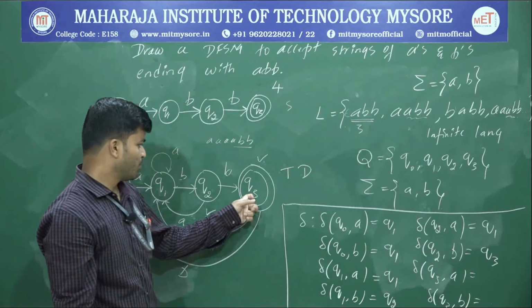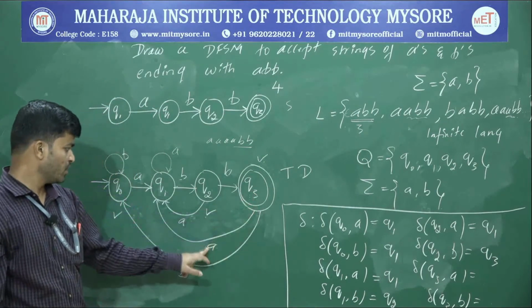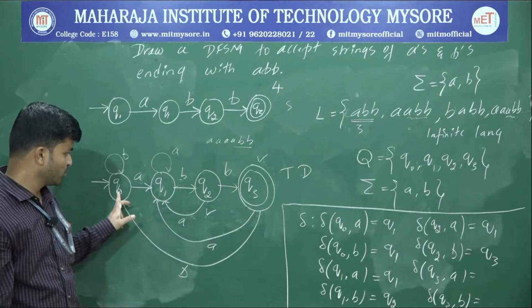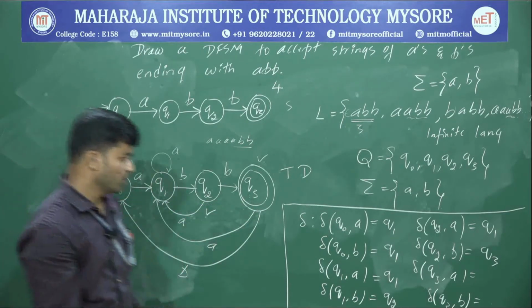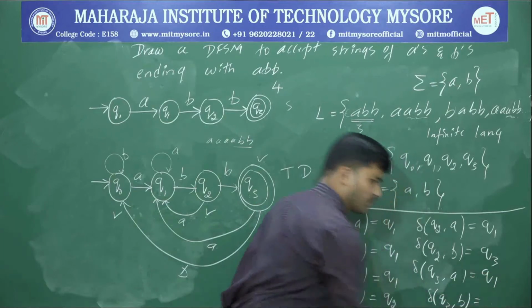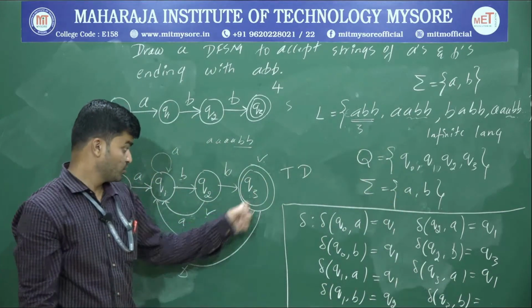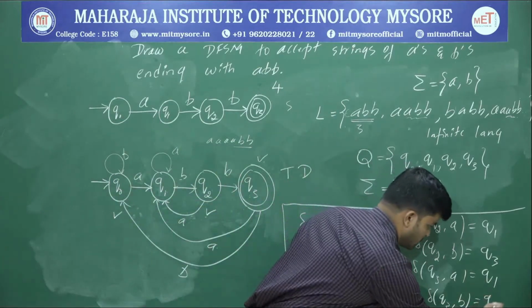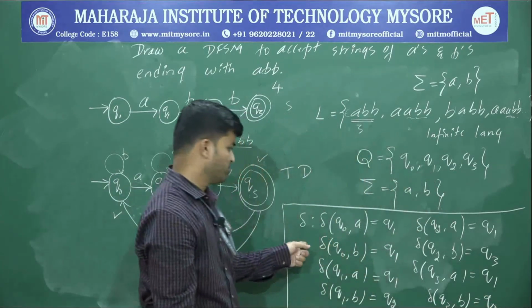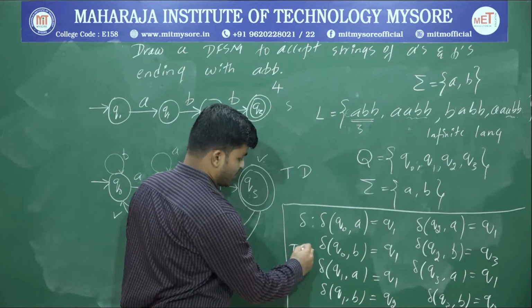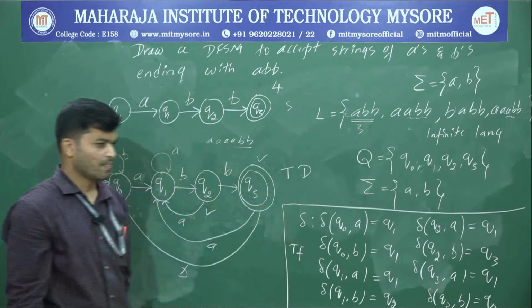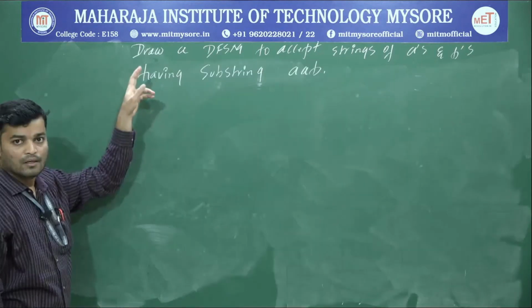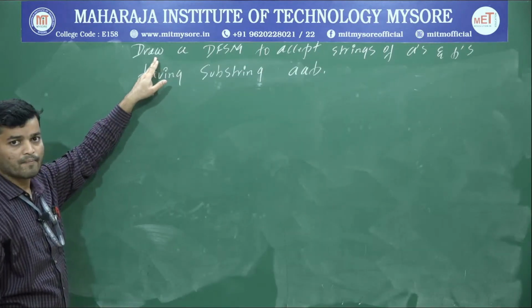What is Q3 upon A? Q3 upon A is Q1. And Q3 upon B is Q0. So this is your transition function, and this is the transition diagram. I think you know how to construct the transition table. So I'll go with the next problem.